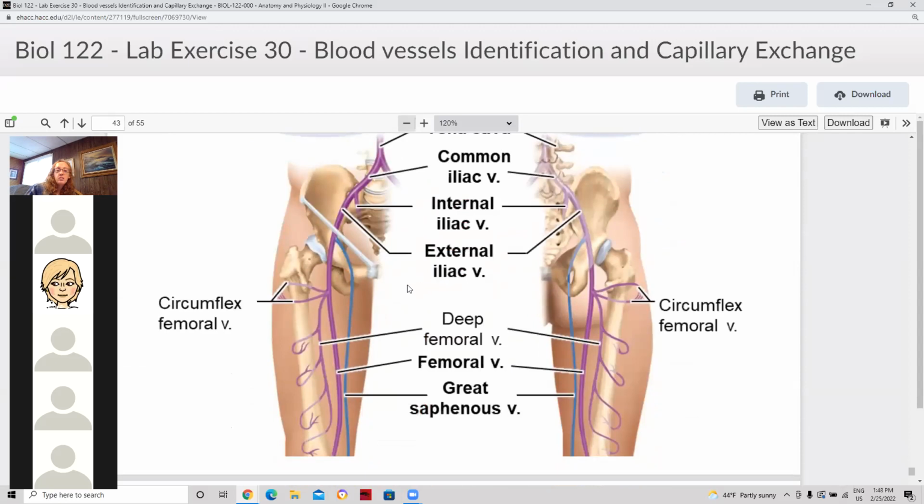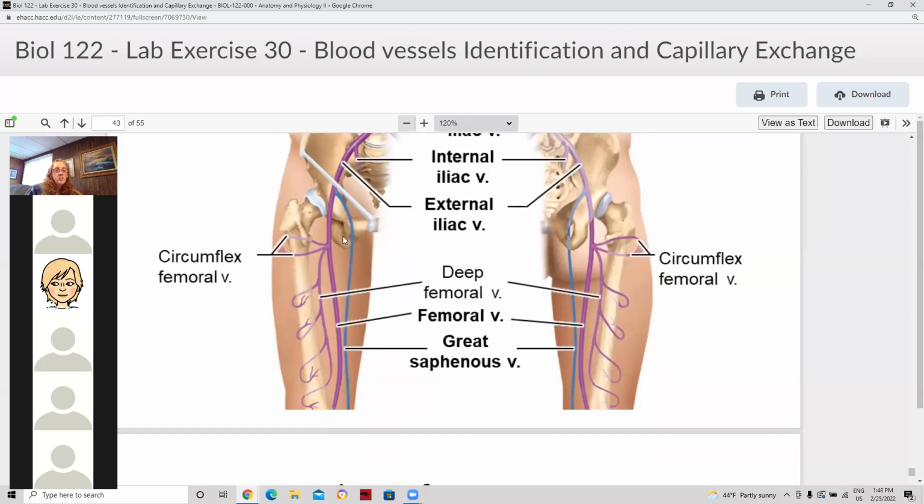Showing the veins. Saw these a little bit before. We'll see them again here. Common iliac vein branches off into the external iliac and the internal iliac vein. The femoral vein, the circumflex femoral vein. And the great saphenous vein, that's this long, long vein, longest vein in your body, comes all the way down.